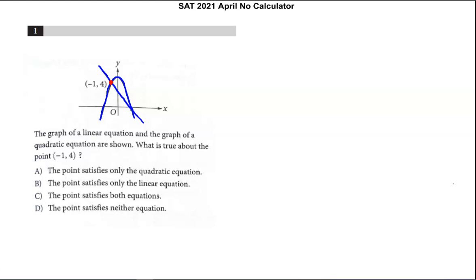What's true about that? Well, since it lives both on the quadratic and on the line, that means that it satisfies both equations. If they were to give me a point over here, that would have only satisfied the quadratic and not the line.